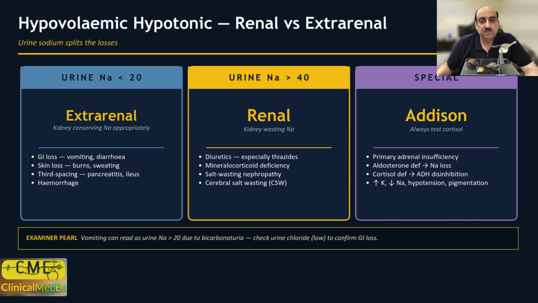This is one of my very favorite slides: hypovolemic, hypotonic hyponatremia. It is actually divided by the urinary sodium. We touched upon it in the previous slide as well. So please pay attention. Urinary sodium of less than 20 means the kidney is appropriately retaining sodium, which is the correct thing to do physiologically. So this means the loss of sodium is not renal, it's extrarenal.